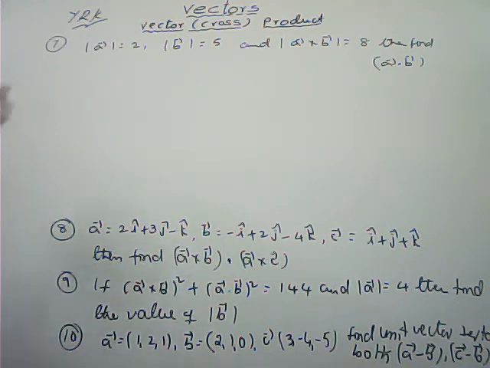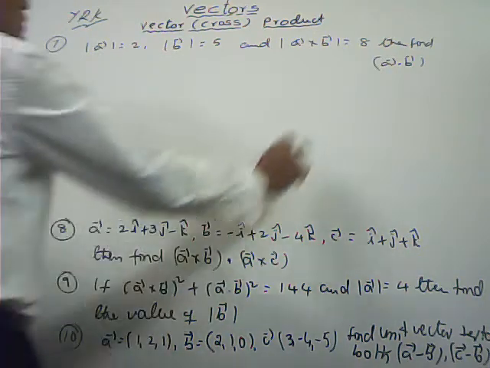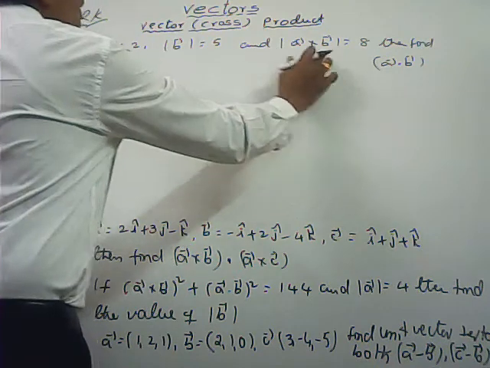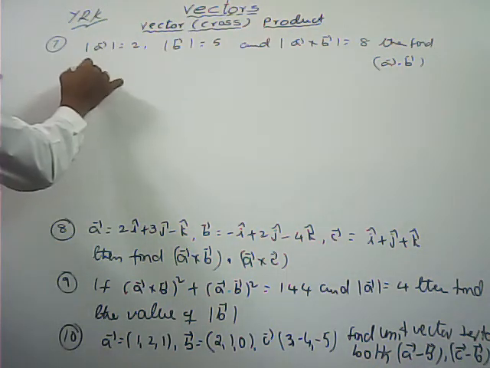Here modulus of A bar equals 2, modulus of B bar equals 5, and modulus of A bar cross B bar equals 8. Then we have to find the value of A bar dot B bar. Here there is a relation between these two. What is the value of this one?